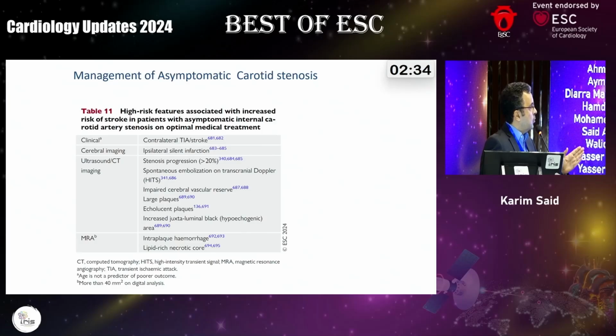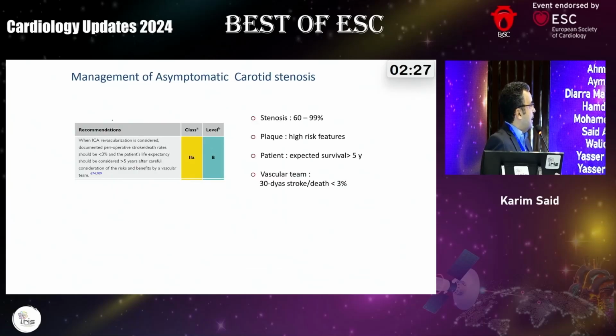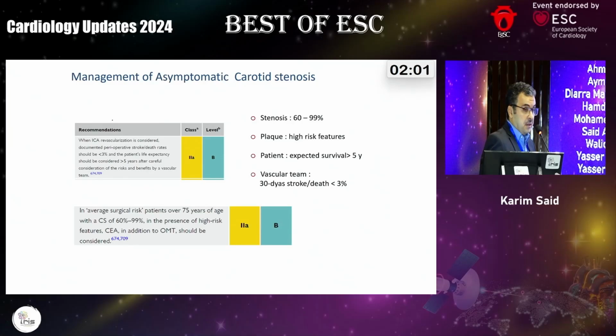When we find one or more of these criteria, we can predict this patient may have a stroke in the near future. Again, the guidelines give class 2A recommendation to do intervention for these patients, providing that the stenosis is more than 60, not 50 as in symptomatic, and the plaque is having one high-risk criteria at least, and the expected survival for these patients is more than 5 years, and with a competent vascular team with event rate less than 3% in the first 30 days, I mean.